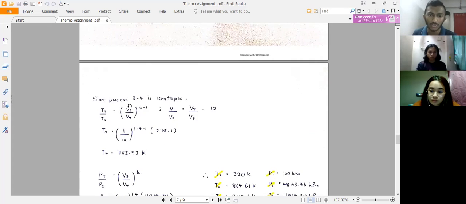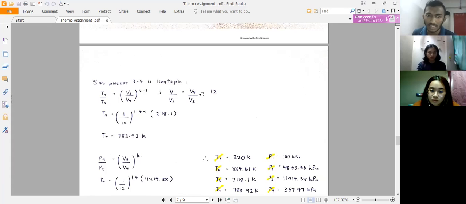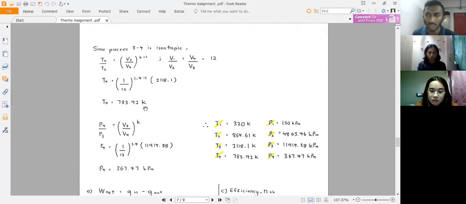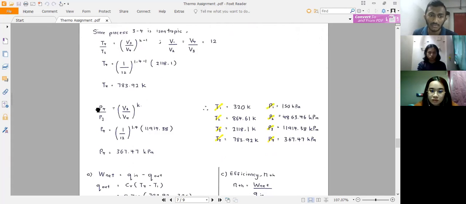Since the process 3 to 4 is also isentropic, we are going to use the formula T4 over T3 equals V3 over V4 to the power of K minus 1. Since we know that V1 over V2 equals V4 over V3, which is equal to the compression ratio 12, we substitute this value, just put 1 over 12 to the power of 1.4 minus 1 times T3. So we get the value of T4, 783.92 Kelvin. Same goes for pressure. We use the formula P4 over P3 equals V3 over V4 to the power of K, and then we substitute all the values. We get pressure 4 equals 367.47 kilopascal.